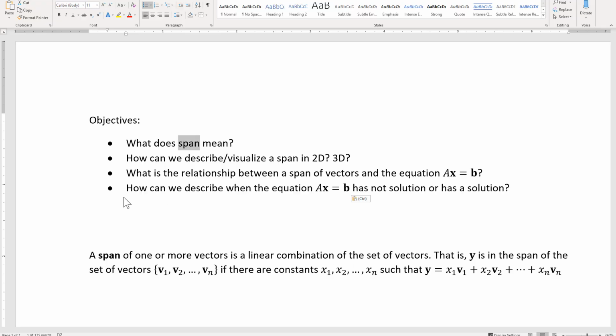Let's review our activity. Based on the muddiest points, I saw that there were some issues with the span, visualizing the span, relating the span with the equation ax equals b, and describing when the equation ax equals b has one solution, infinitely many solutions, or no solution.